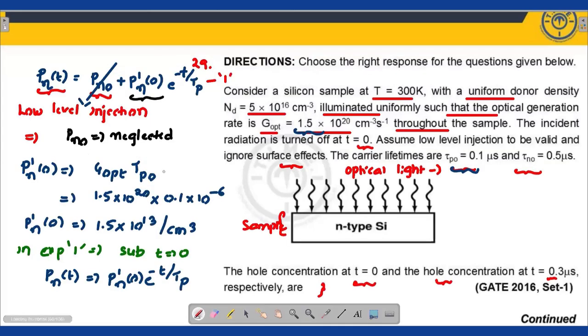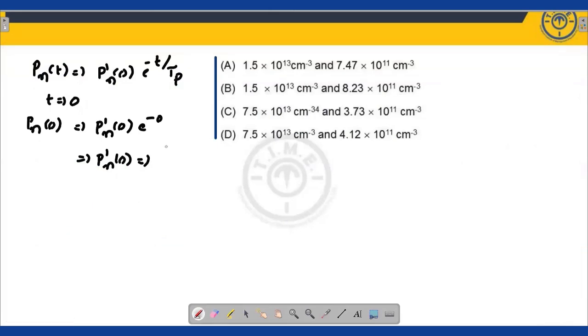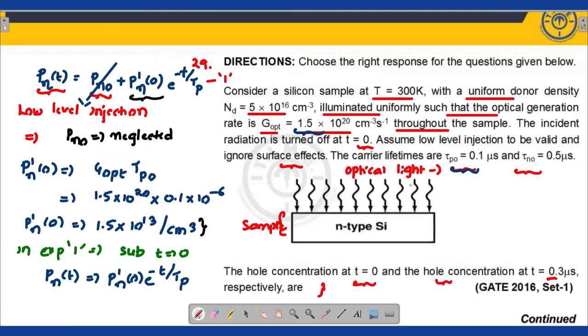See here, 1.5 into 10 power 30 per centimeter. This is what we are going to get as the value here. Now, at t equal to 0, two conditions are asked. One is at t equal to 0. This is finished. Next is at t equal to this one.